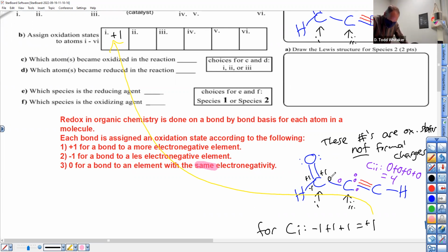Which one did I have? 0? No, that was from this carbon's perspective. To answer the question, the oxidation state of C I, I only need to talk about the 4 bonds that C I has. New question, what's the oxidation state of C that's II? This bond, 0. This bond, 0. This is all from this carbon's perspective. Okay?